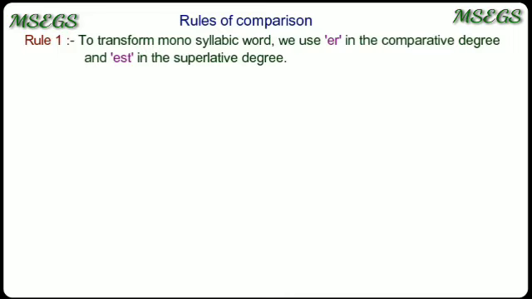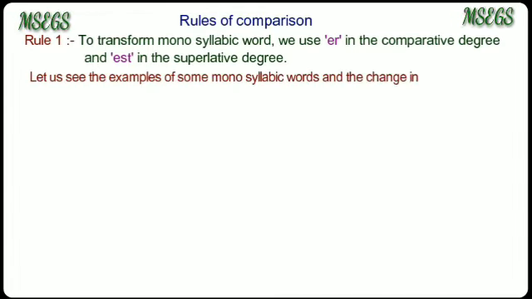The word with 2 vowel sounds is disyllabic word, and the word with 3 vowel sounds are trisyllabic words, and the word with more than 3 vowel sounds are polysyllabic words. So words are of 4 types: monosyllabic, disyllabic, trisyllabic and polysyllabic words.